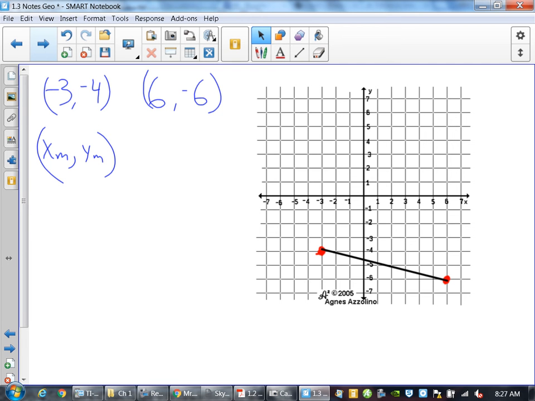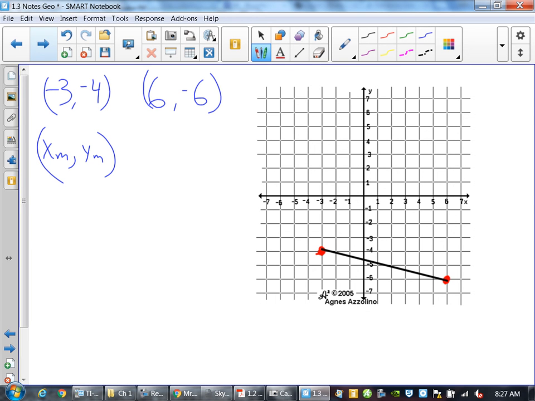If you get a fraction, leave it as an improper fraction, don't change it to the next number.